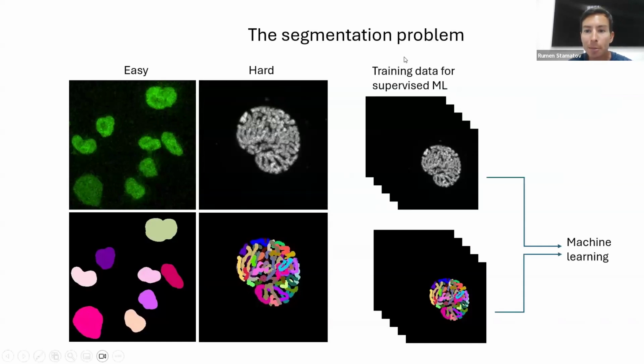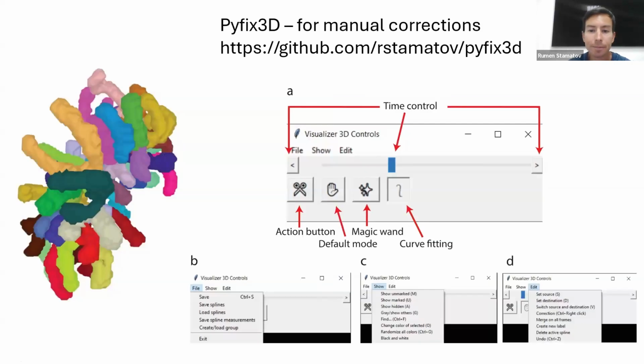So what we ended up doing is we first did manual segmentation of chromosomes for a single cell, which took us a few months. It's a very, very slow process. But once we accumulated enough data, we were able to train this network to do the segmentation automatically. But of course, even with automatic segmentation, there are still errors that need to be corrected later.